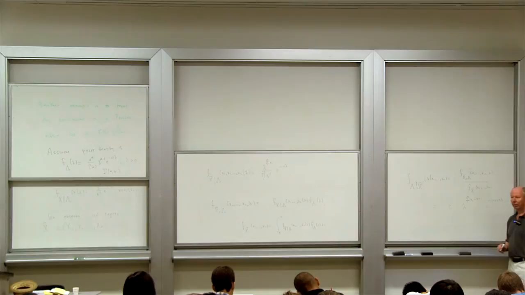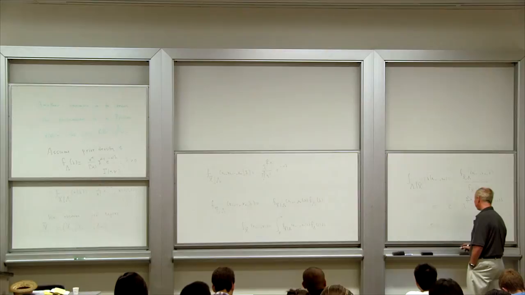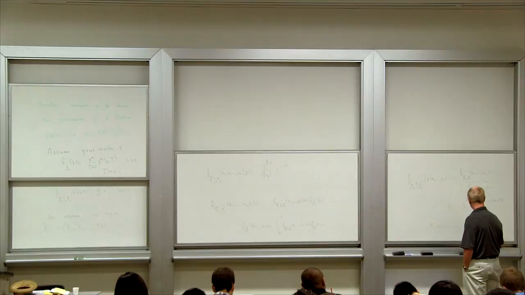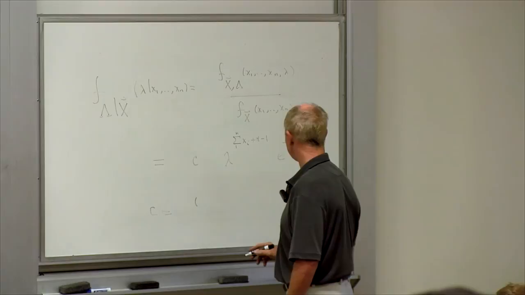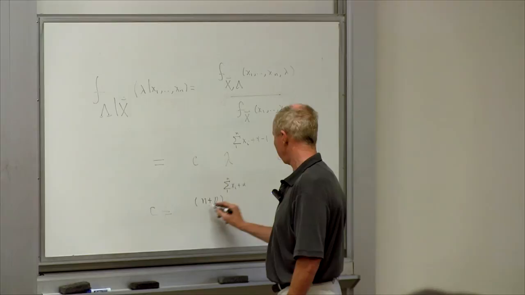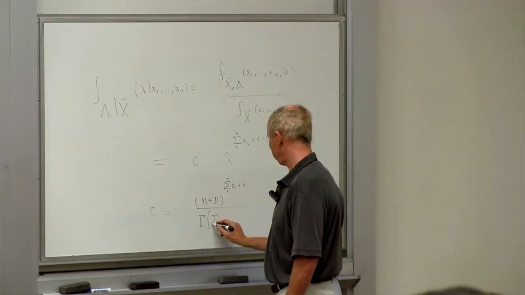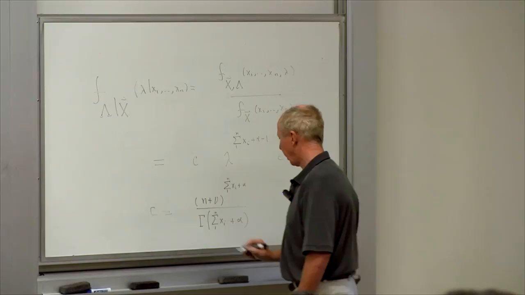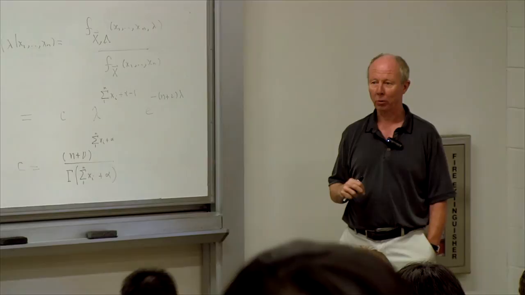And if I did the integration and kept track of all the constants, here's what I get. That C is equal to that. Now, how was I able to write that down so quickly? Did I do that computation in my head? Well, you don't know for sure.